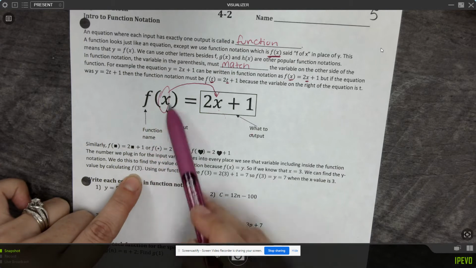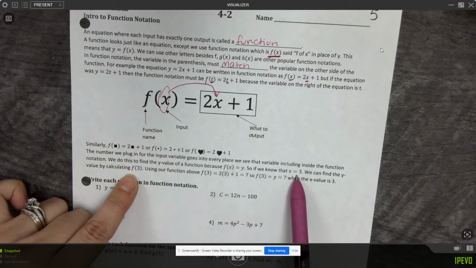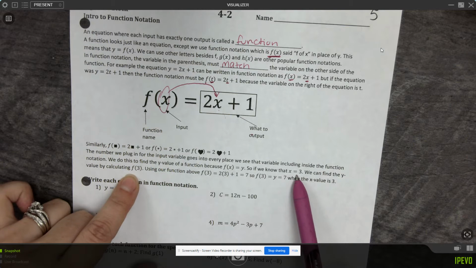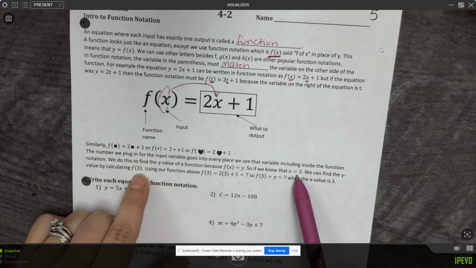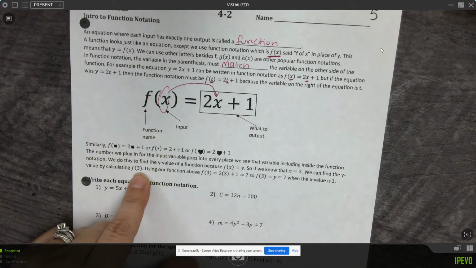I'm going to replace x with 3 because x equals 3. This is just a random example. I came up with 3. You're going to have that. It's going to be given to you. You don't have to create it on your own. It's just an example.